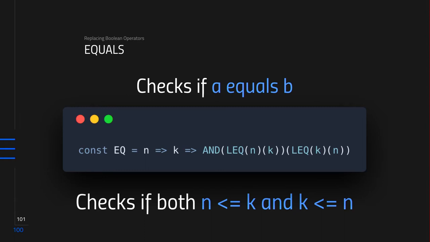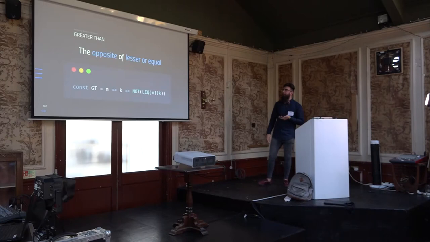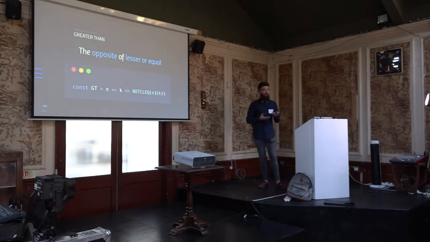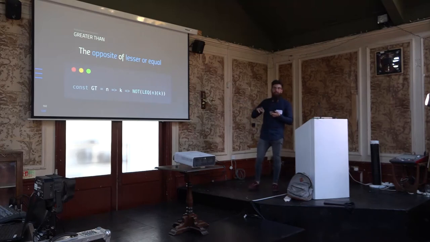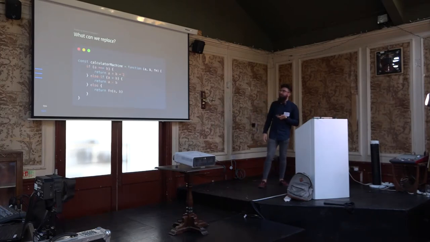Now equals. We need to check if a equals b, because we have the triple equals in that function, as you might remember. So for us to check if something is equal to another thing, we just need to check if both n is less or equal k, and k less or equal n, of course, because if this condition is true, well, then they're both equal. Well, greater than is just the opposite of less or equal, so we can just use not to invert that. And now we have Boolean operators. So we can replace triple equals, and we can replace greater than.